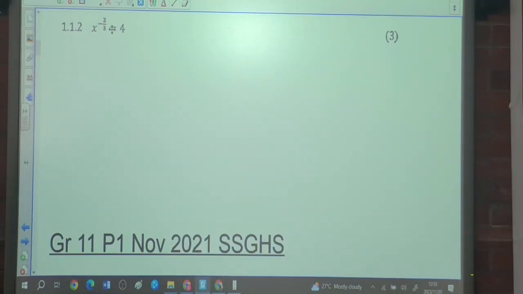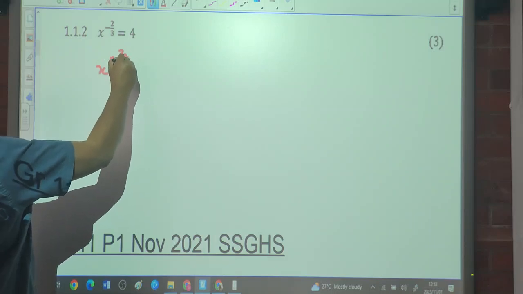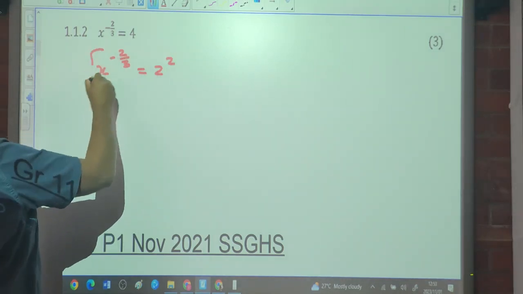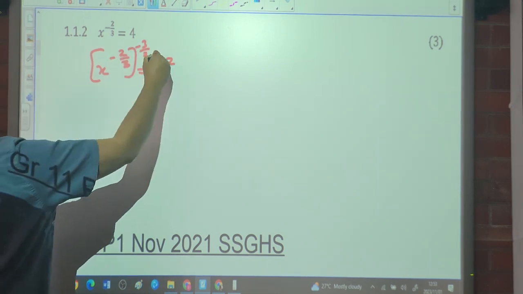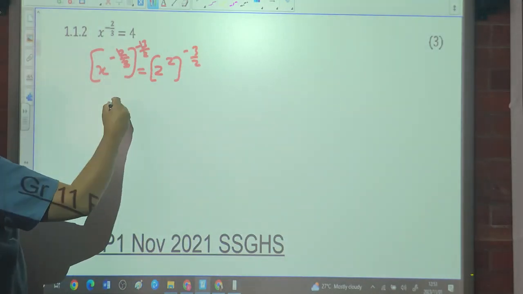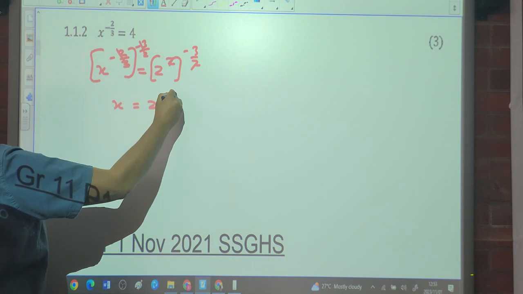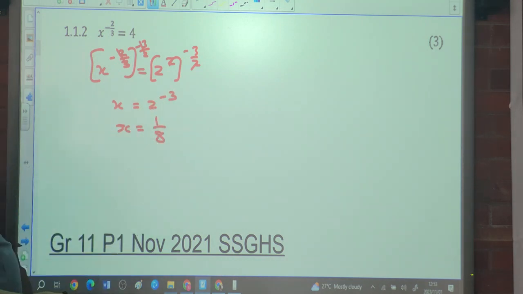Next one. So here we have x to the exponent negative 2 over 3, raised to, equals 4. So what we know is that the 4 can be written as 2 squared. So I raise this to the negative reciprocal there. We want that exponent to be positive 1. When I do it on one side, I must do it on the other side as well. It cancels. So x is equal to 2 to the negative 3. So x is equal to 1 over 2 cubed, which is 1 over 8. Okay. You all agree with that?